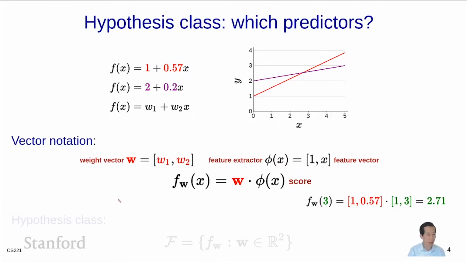So now, finally, the hypothesis class is defined as the set script F, the set of all predictors f sub w, where w can be an arbitrary intercept and slope. W is an arbitrary vector. Okay, so that defines our hypothesis class that we're going to be working with.